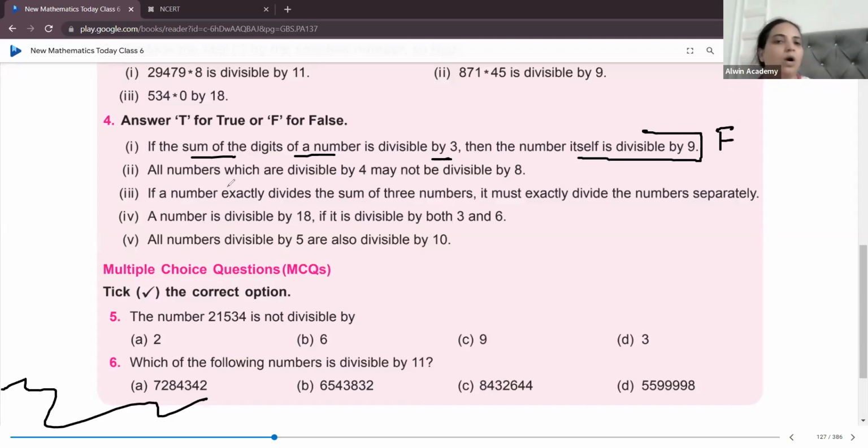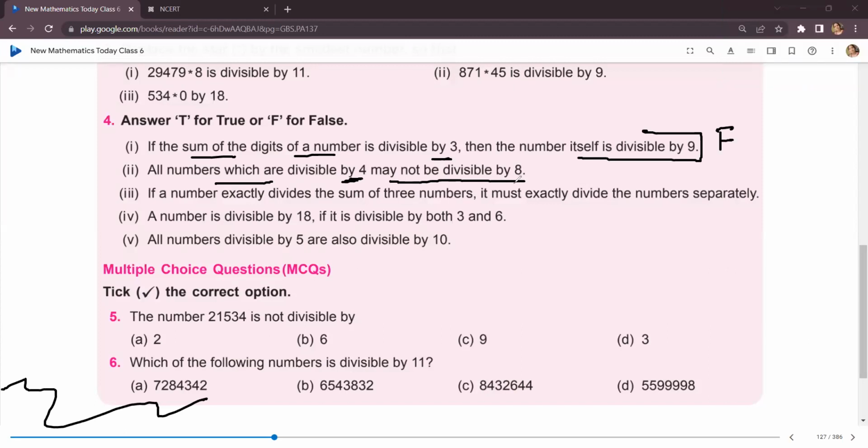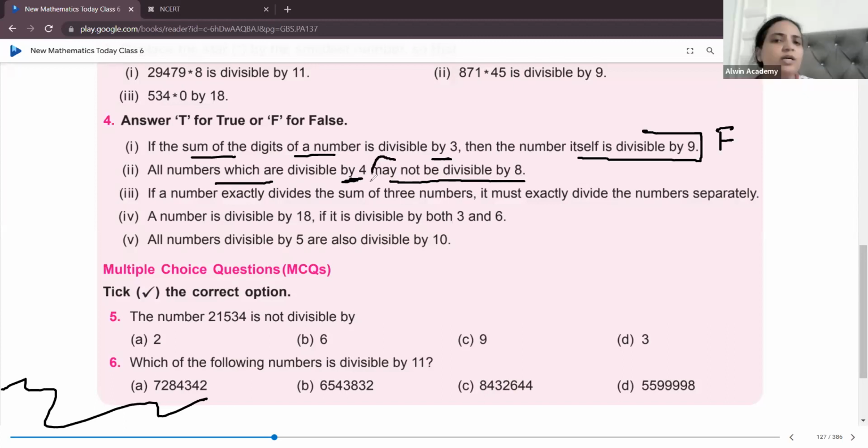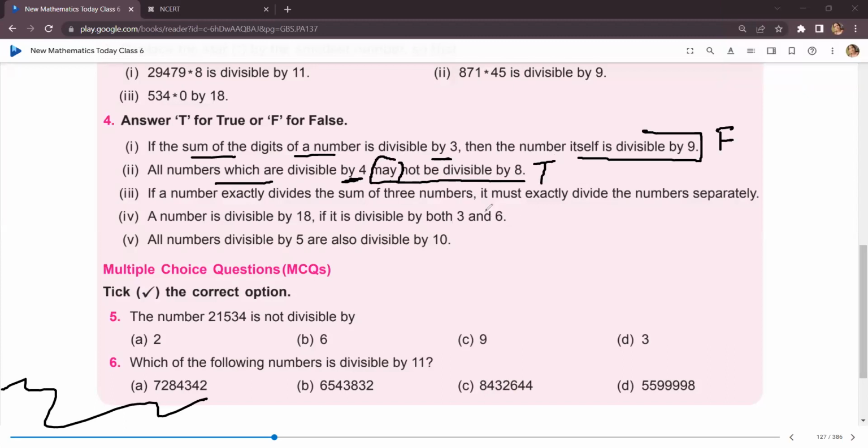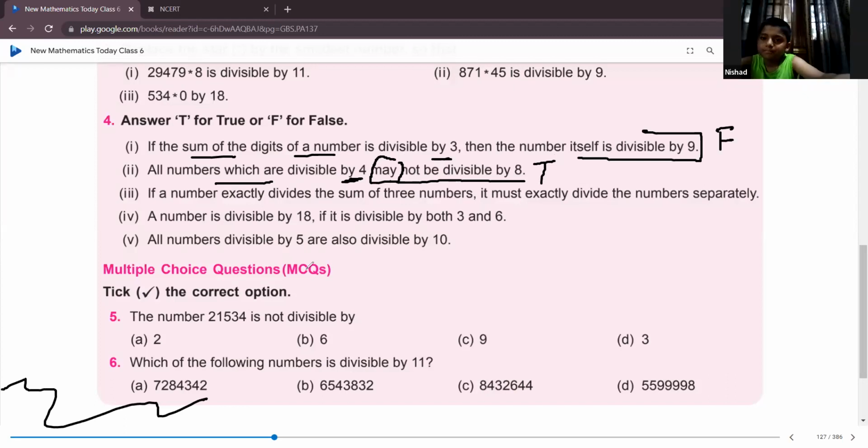Okay. All numbers which are divisible by 4 may not be divisible by 8. Is this true or not? True. Think of the smaller numbers. जैसे 12 is divisible by 4. Is it divisible by 8 as well? No, ma'am. नहीं ना? So if they have used the correct word, may not be divisible by 8, that is true this time. Yes, ma'am. It's true. है ना? Nishad, clear or not? Yes, ma'am. Clear पक्का?